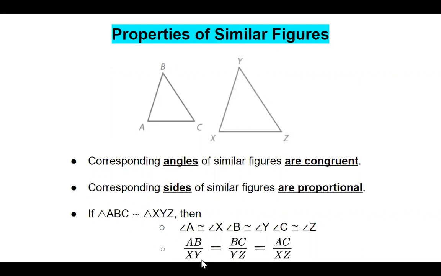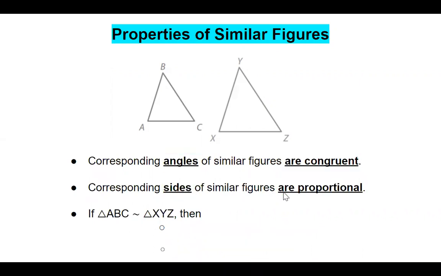Okay. All right, does everybody have this? 1, 2, 3, 4, 5. Okay. Listos. So what are two things that we're looking at? Angles are congruent and sides are proportional. We're going to see if those two things are true.